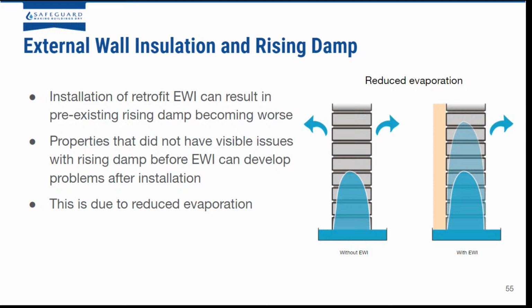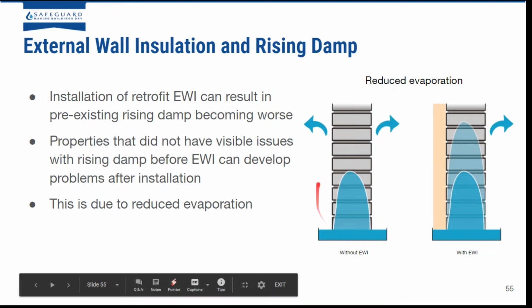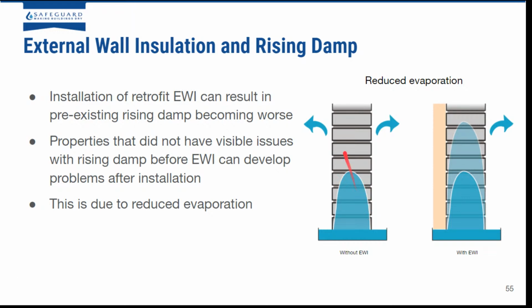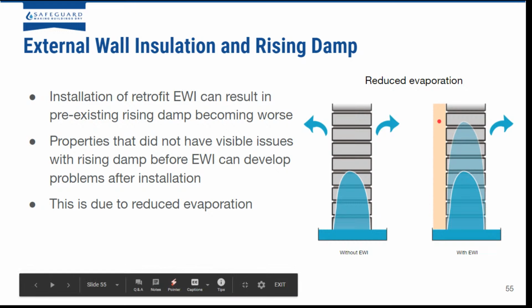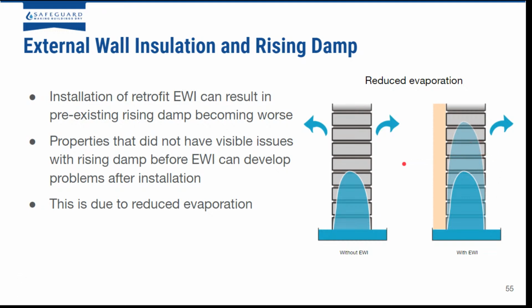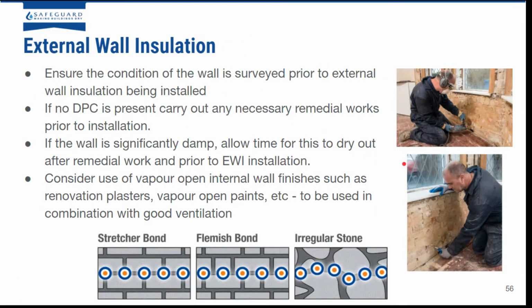And also, properties that did not have visible issues with rising damp before EWI can develop problems after installation. This is due to reduced evaporation. So say this is your property without EWI, you've got a low level of rising damp, maybe you've never noticed it, you don't see it. You suddenly put EWI on, reduce your evaporation, you're driving that rise of damp higher to a point where you may start noticing it. So it's really important to fix that before you install EWI.